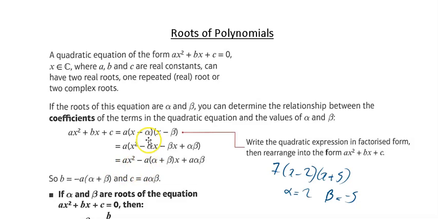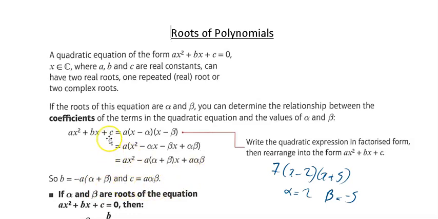So if that is the case, then if you expand that expression out again, you get this. Now remember, this is equivalent to ax squared plus bx plus c. So let's look at the coefficient of x first. The coefficient of x was minus a times (alpha plus beta), but the coefficient of x here is b. So b is equal to minus a times (alpha plus beta). And we'll see how we can use that in a minute.